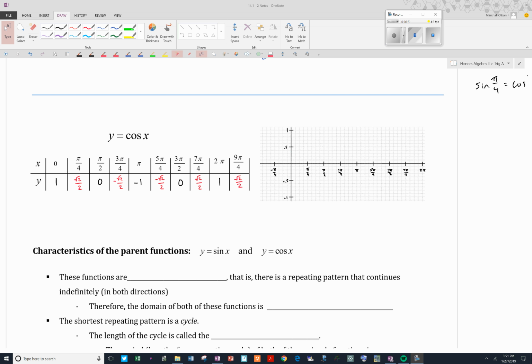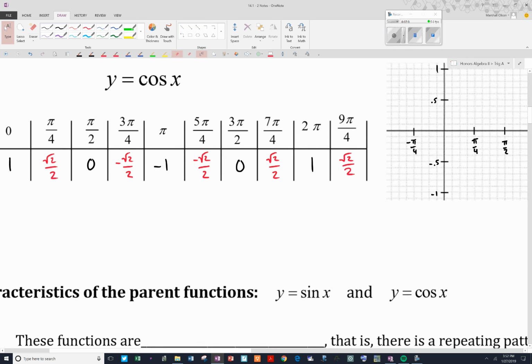All right, so I took a second there to fill the table out. Notice that our values for square root of 2 over 2 are now negative in different spots because cosine is negative in the third quadrant and it is negative in the second quadrant. That is the second quadrant right there, quadrant 2, and it is negative in quadrant 3 as well. That's why those two values are negative. Cosine is positive, obviously, in quadrant 1 and positive in quadrant 4.